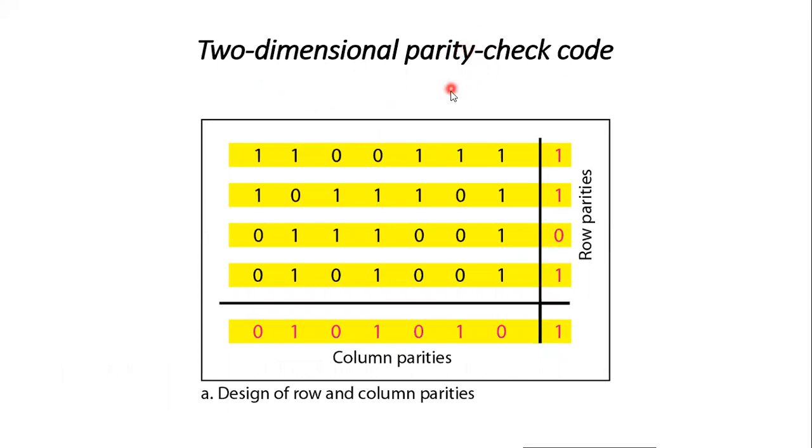This is a two-dimensional parity check code. Row wise, column wise. Therefore, 1, 2, 3, 4, 5, an odd number of ones, therefore 1. Then 1, 2, 3, 4, an even number of 1s, 0. Column wise, similarly: odd number of 1s gives 1, even number gives 0, like that 0, 1, 0, 1. Then 1, 1, 1 odd, therefore 1. This is the design of your row and column parities.